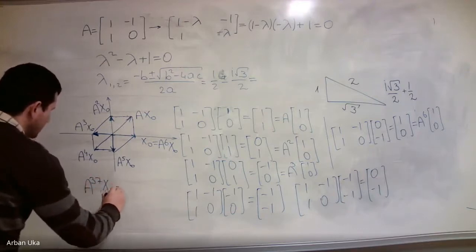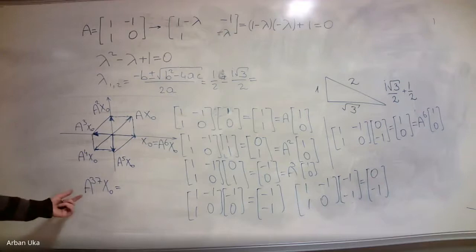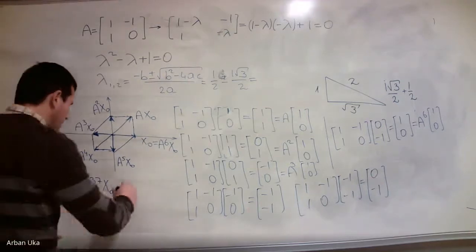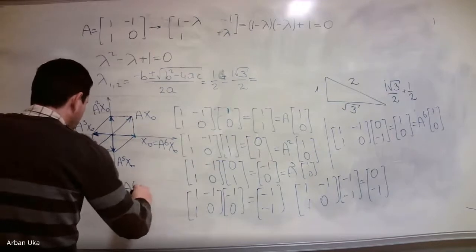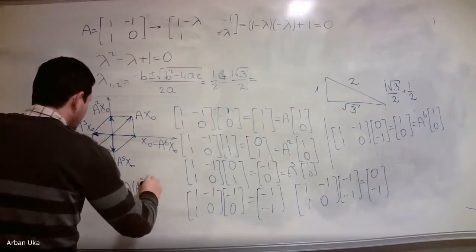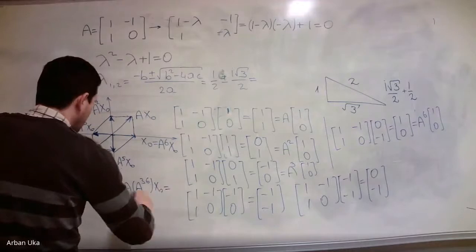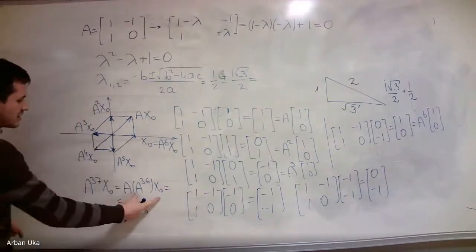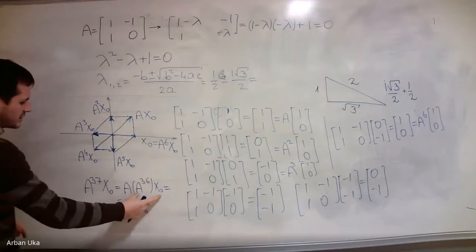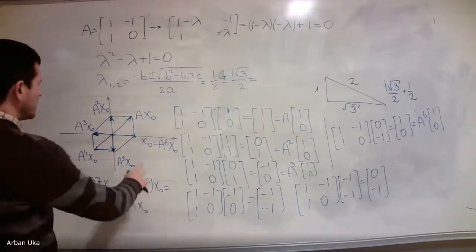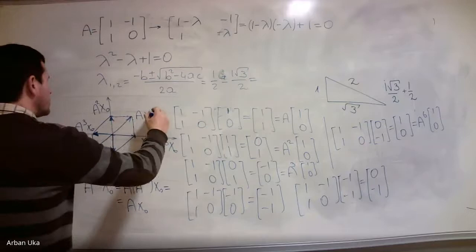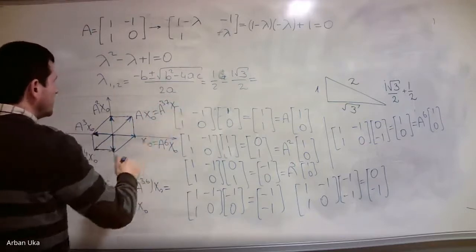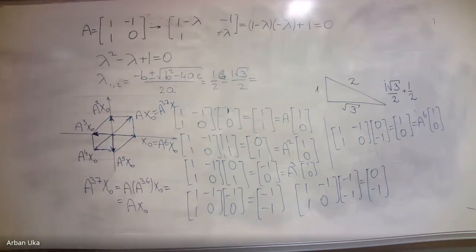So what is this? We know that at multiples of 6, we're going to get x0 again. So we can have here a times a to the power 36 times x0. This is equal to a times x0, because this is going to give x0 again, right? So what we get then is this vector. So this is also equal to a to the power 37 times x0. So we have a cyclic order.